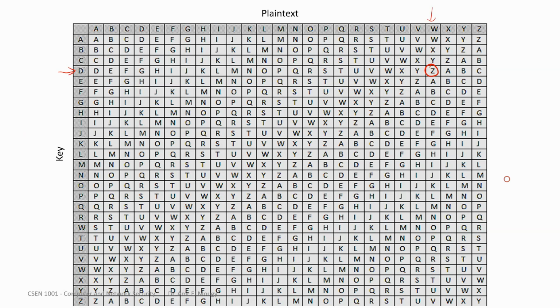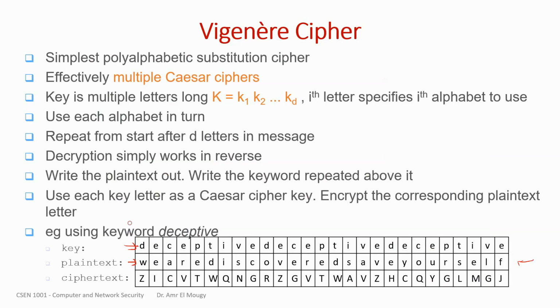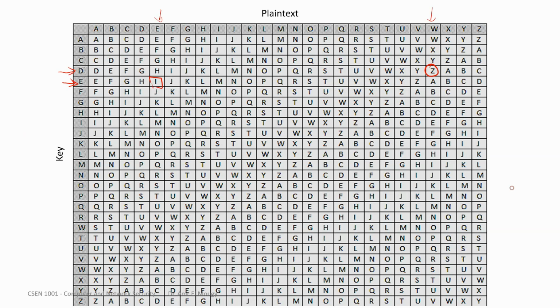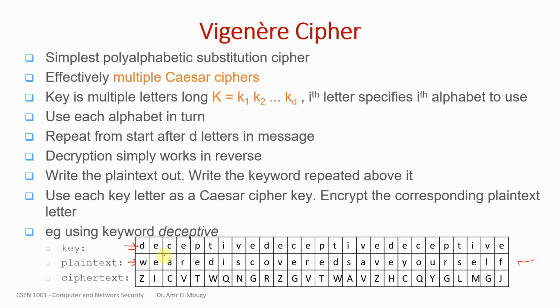Now we want to encrypt E with the key letter E. You go to the row marked E and the column marked E. The intersection of the two is I. So E with E is encrypted to I. Now we want to encrypt A using the key letter C. We go to the row marked C and the column marked A, and the encryption is also C. So A encrypted with C leads to C as well. And you keep continuing that. This is basically the encryption.